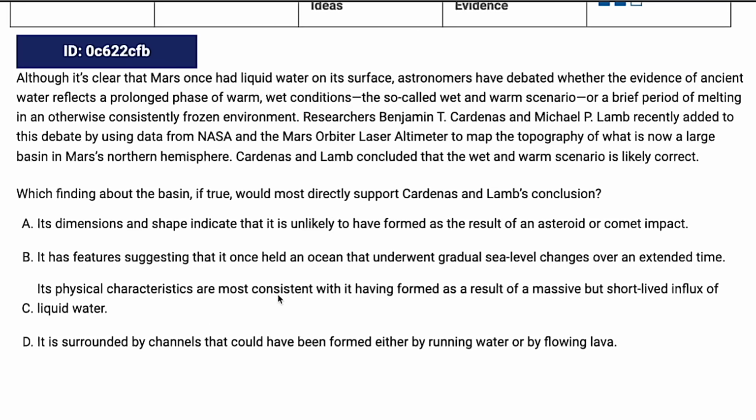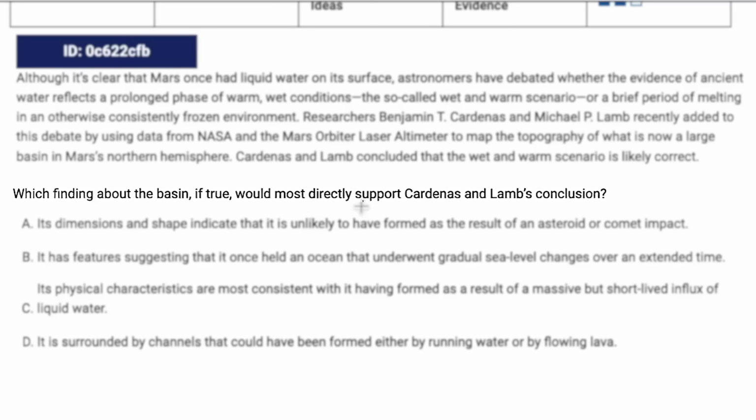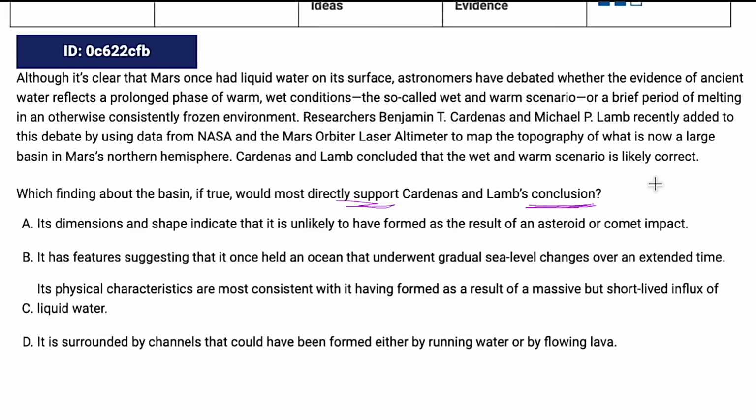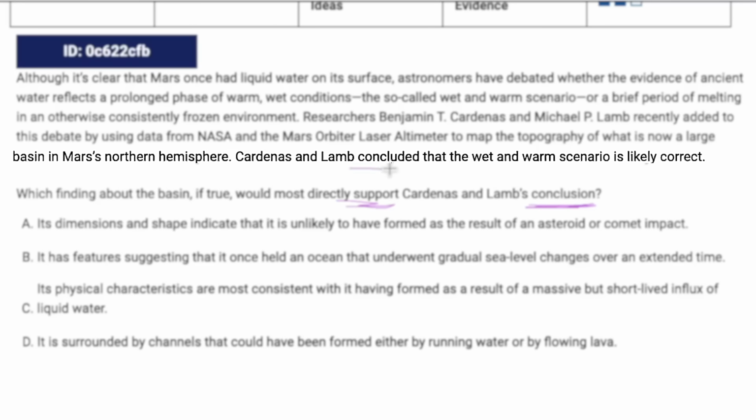Now, I would also argue that these textual command of evidence questions are detail-oriented because you're either going to be supporting or weakening some sort of hypothesis or conclusion or assertion. Like here we see which would most directly support the conclusion. And I think these are even easier than your details questions because we usually find the conclusion or the hypothesis in the very last sentence, just like we do here. Concluded, wet and warm scenario is likely correct.